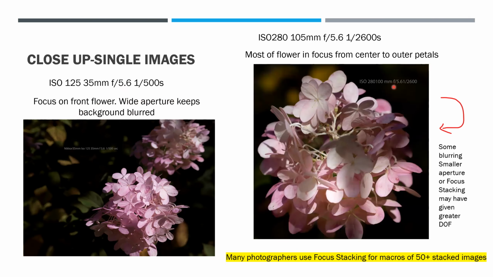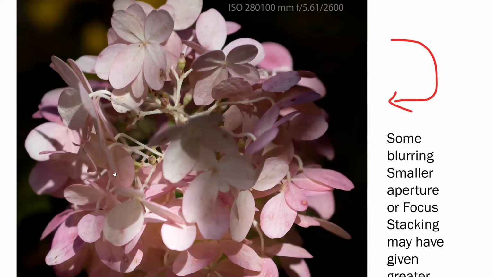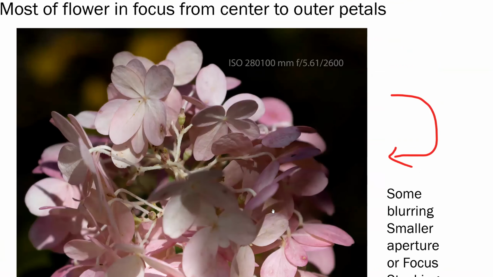In this one, I had my 100 millimeter lens at f/5.6. And this was even faster. It was a different day, 1/2600th of a second. So in this particular case, I'm going to zoom in here. And it's hard to see, I think, on a screen sometimes. But, well, some of the image may be sharp, right? You still see some blurring around the edges? Yes. Right? Okay.